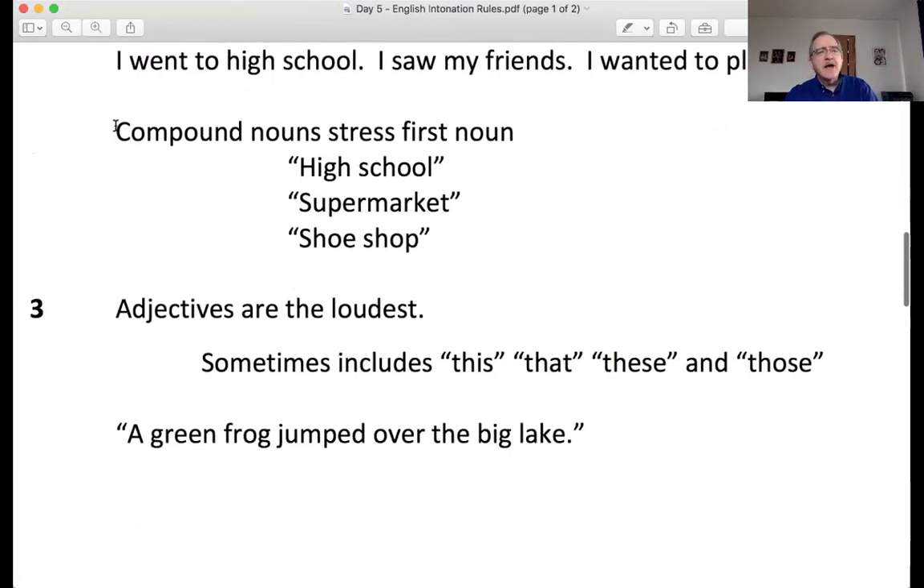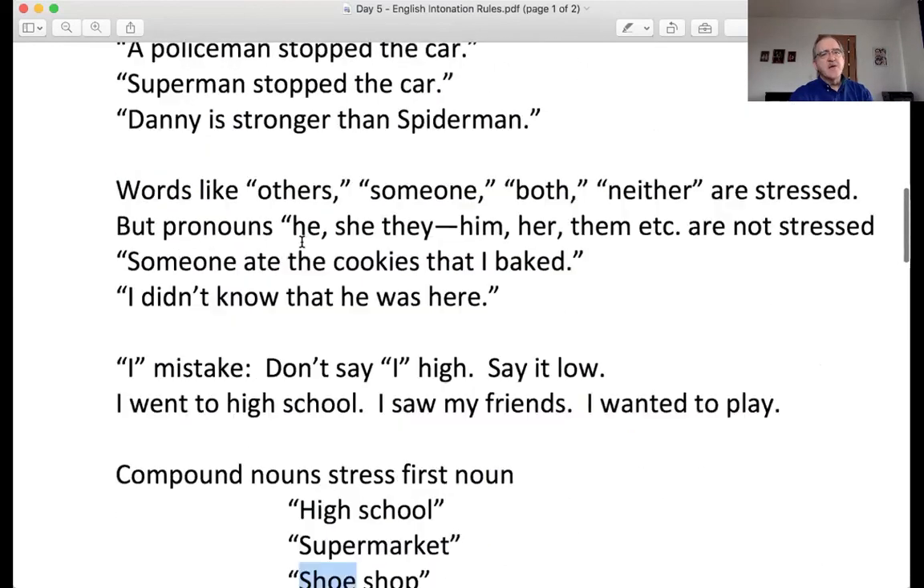Now we have compound nouns. Compound means two nouns put together to make one noun. For example, high school, supermarket, shoe shop. Compound nouns stress the first word. So this is one noun, high school, but the first word is going to get the stress. High school, supermarket, shoe store, vegetable soup, English class. All right? So this is how we handle the nouns.